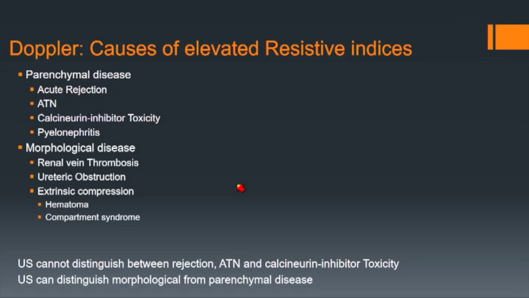Then there are the morphological causes: renal vein thrombosis, ureteric obstruction, extrinsic compression due to hematoma or compartment syndrome. And what ultrasound can do is distinguish a morphological cause from the parenchymal causes.